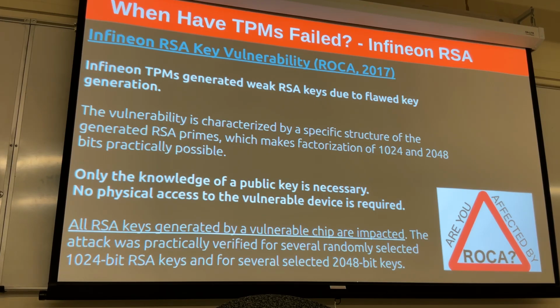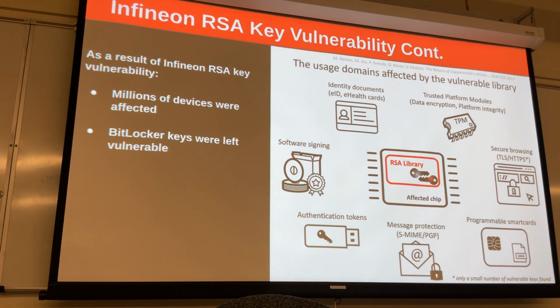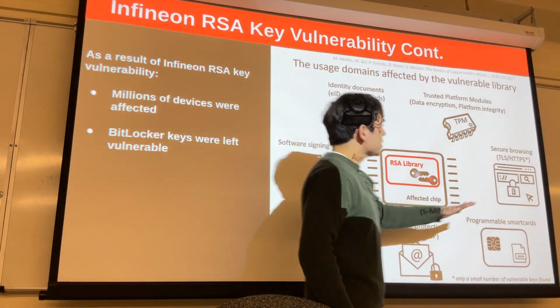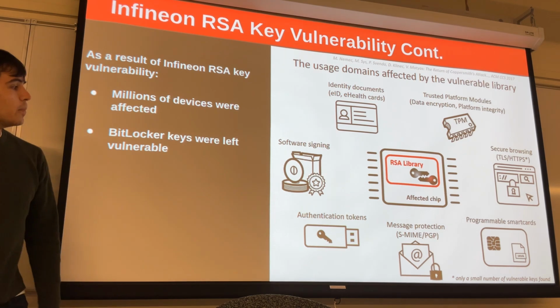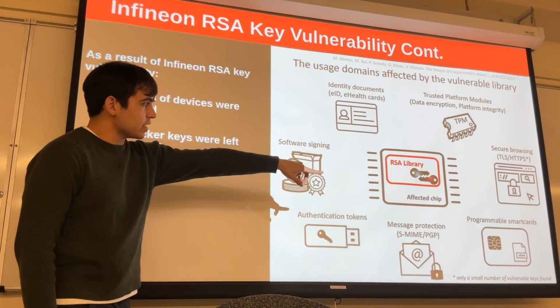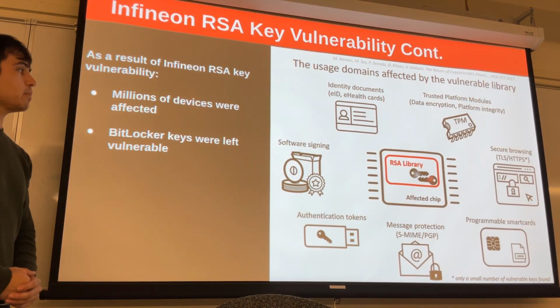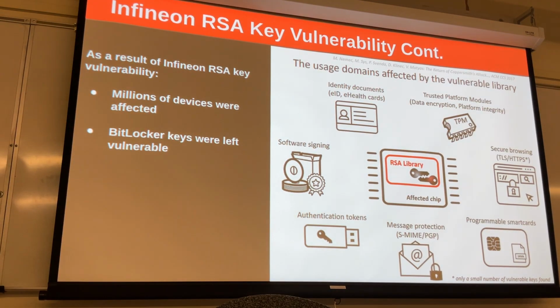And yeah, I think here it says only the knowledge of a public key is necessary. I believe it was only knowledge of one public key. It was so bad. It was a big error which affected many things, including identity documents, TPM, and secure browsing, and they put an asterisk here because that one was actually the least exposed out of all of them. But I think the programmable smart cards were highly affected by this. Millions of devices were affected, and BitLocker keys were left vulnerable.